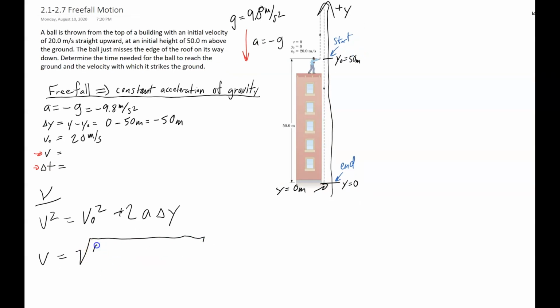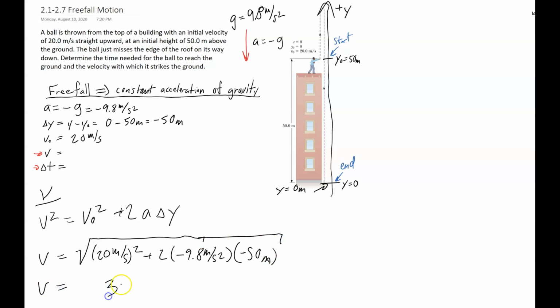I'm going to put in my v initial and square it. So I've got 20 meters per second, squared. And then I'm going to add that 2. Now notice I need to put the signs in accurately. So I got a minus 9.8 meters per second squared for the acceleration. And for the delta y, we've got minus 50 meters. And let's close that. Let's see what we get when we put this into our calculator. What do we get? I get 37.1 meters per second.